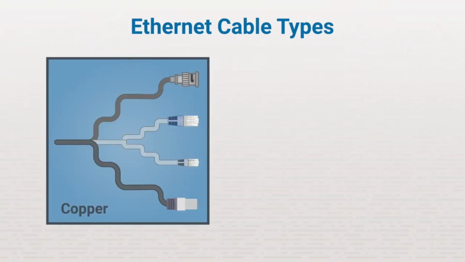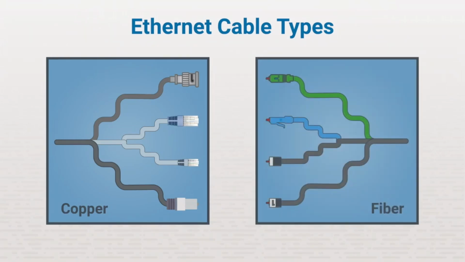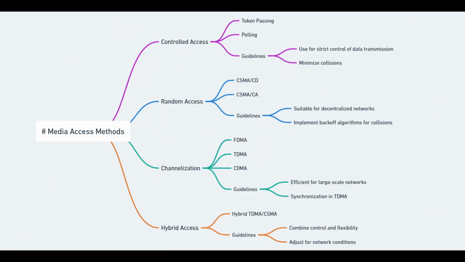When it comes to the physical connection of your devices, Ethernet supports both copper coaxial and copper unshielded twisted pair cabling, as well as fiber optic cabling. Ethernet uses a unique media access method, which is a set of rules that determine how devices can access the network medium and transmit data. This is known as Carrier Sense Multiple Access Collision Detection, or CSMA-CD.